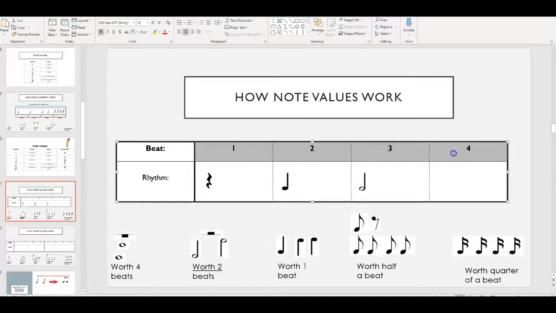So hopefully by now you're seeing how these pictures work and you're getting a better understanding of what a beat is. It's not something that you usually play in music, but it's something that you use to know when to play.